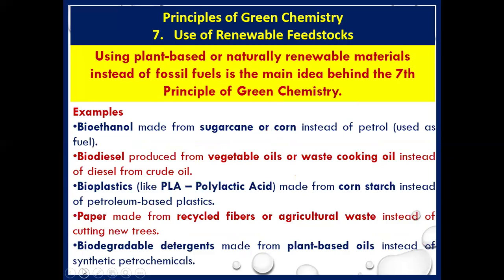Now, the examples of this seventh principle of green chemistry. Using plant-based or naturally renewable materials instead of the fossil fuel is the main idea behind the seventh principle of the green chemistry. For example, for the manufacturing of the bioethanol, sugarcane or corn is used instead of using the petrol.